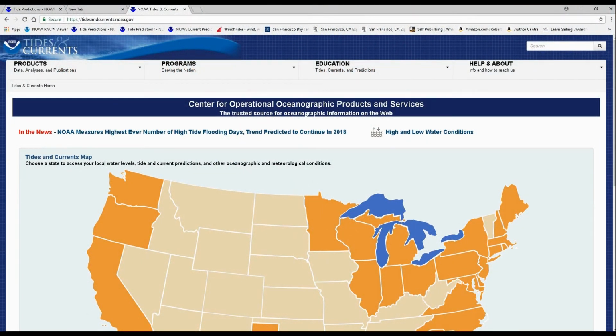Okay, I'd like to spend a couple of minutes and talk about tide tables. The tide tables can be found also at the NOAA Tides and Currents address, and that's tidesandcurrents.noaa.gov. It'll bring you to this main page here.